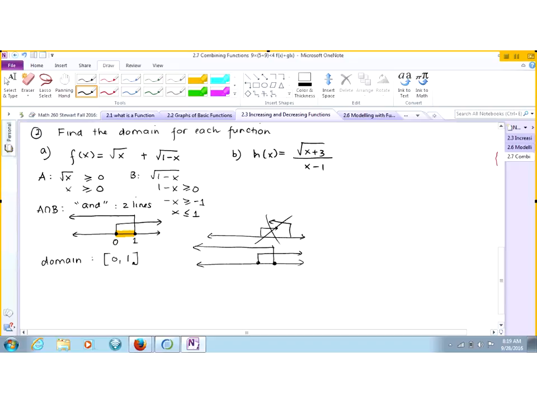Now, can you do B? And then let me give you C, and then I will give you back your test and your stuff. So g of x is equal to the square root of x plus 1 minus 1 over x. Can you guys work on it? Tell me what the domain of each function is.